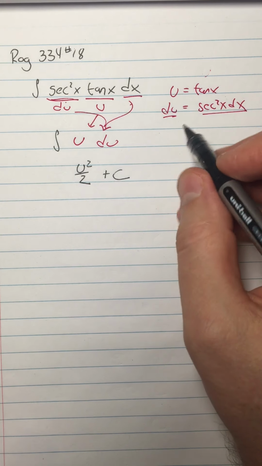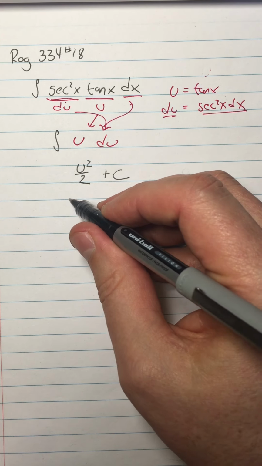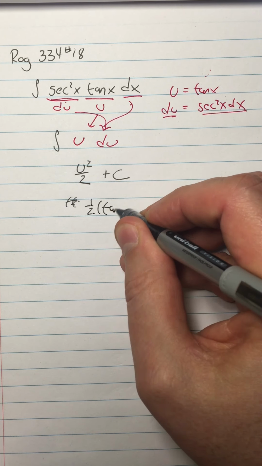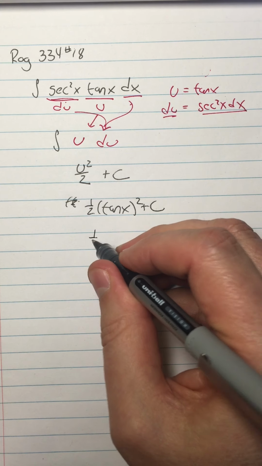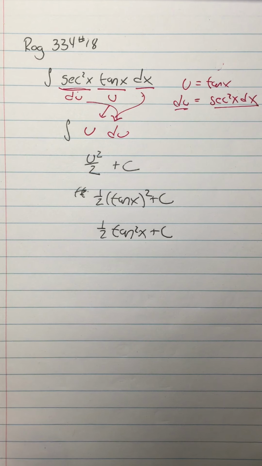All right, then the last thing is I need to sub back my value of u. I said u is tangent x, so this is going to be tangent of, well, let me write it like this, 1/2 tangent of x squared plus c, or if you like, you can write that as 1/2 tan squared x plus c. So that's number 18.